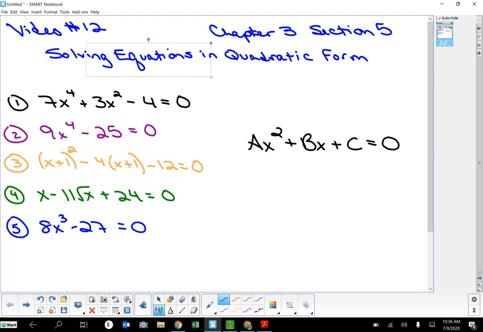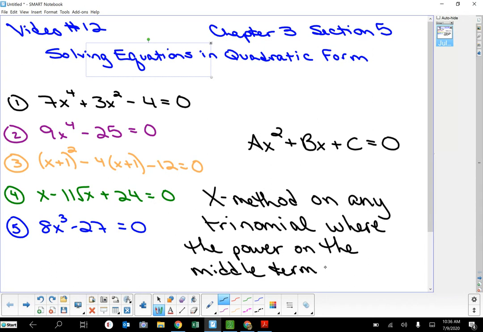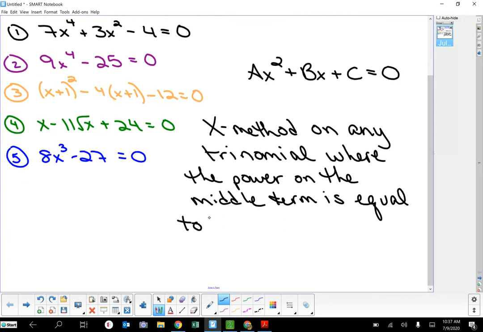But what you should know is that you can do X method on any trinomial where the power on the middle term is equal to 1/2 of the power on the first term.